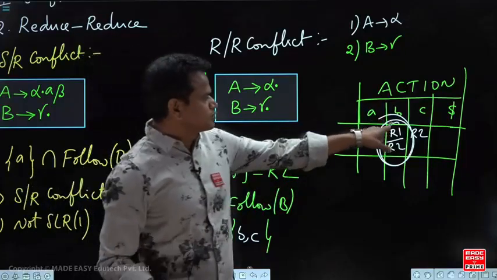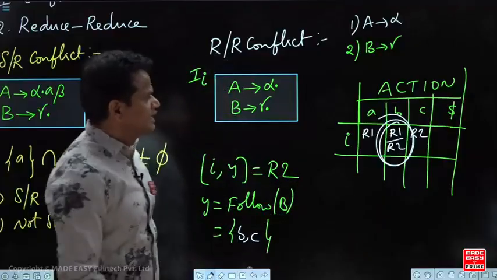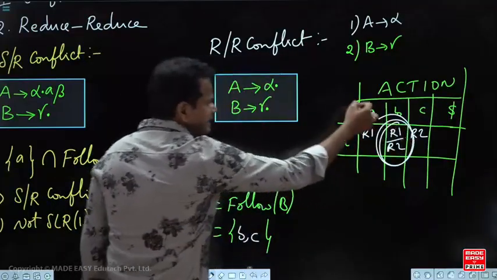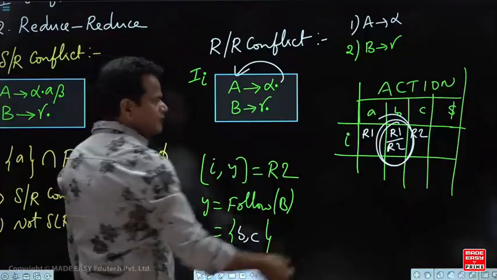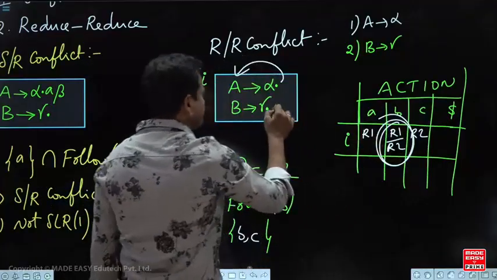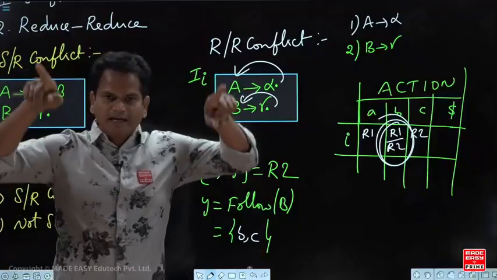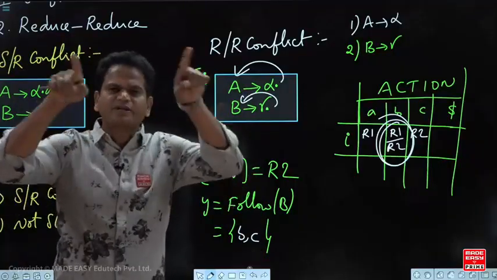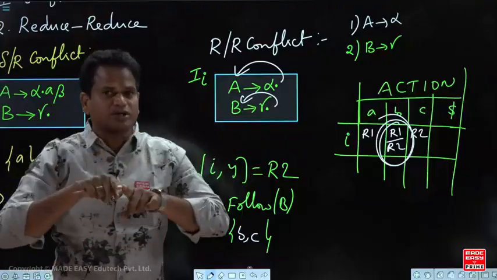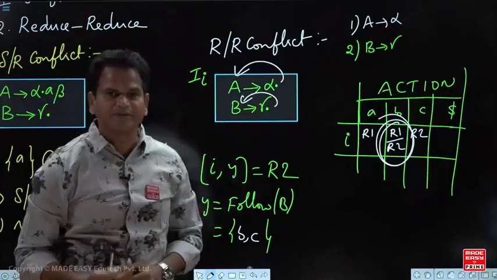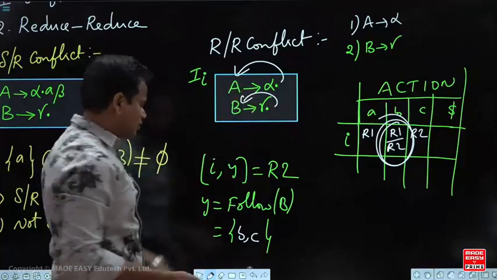Why did we get the reduce 1 under b column? Why did we get the reduce 2 under b column? Because we wrote the reduce 1 under b column because follow of A is B. And we write the reduce 2 under b column because follow of B is also B. Therefore, any state having 2 final items, any state having 2 productions in which the dot reaches the end, then find the follow of A and find the follow of B.